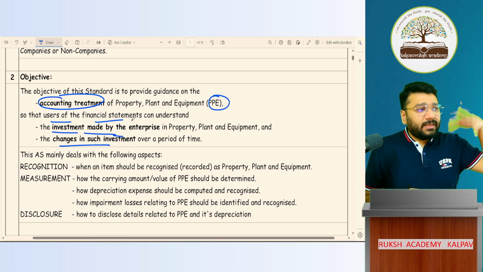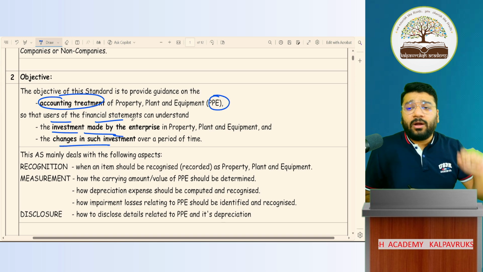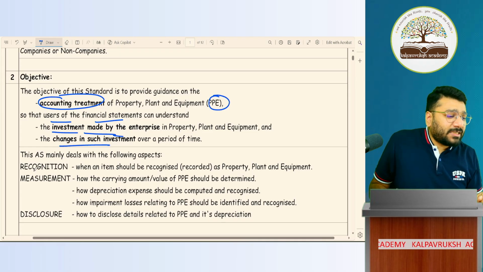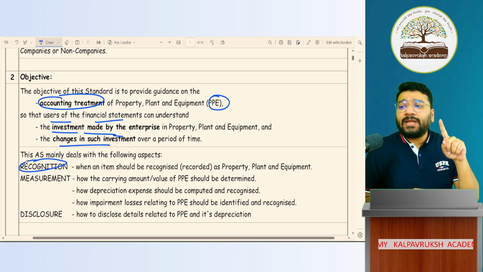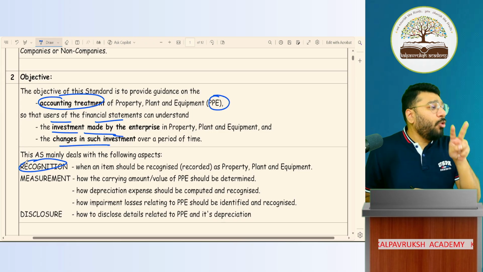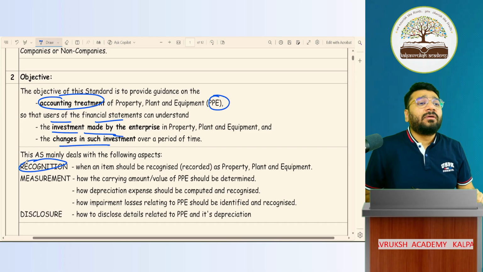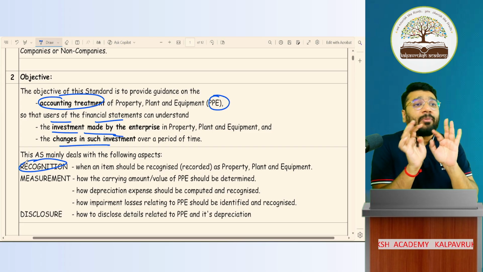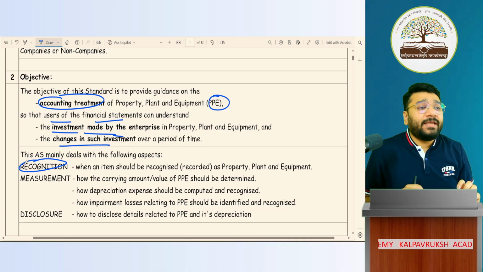In other words, this accounting standard is majorly focusing on covering three aspects. First aspect is recognition aspect. Recognition aspect means what? When and how to pass the journal entry for recording the property, plant, equipment. When and how to pass the journal entry for depreciation.